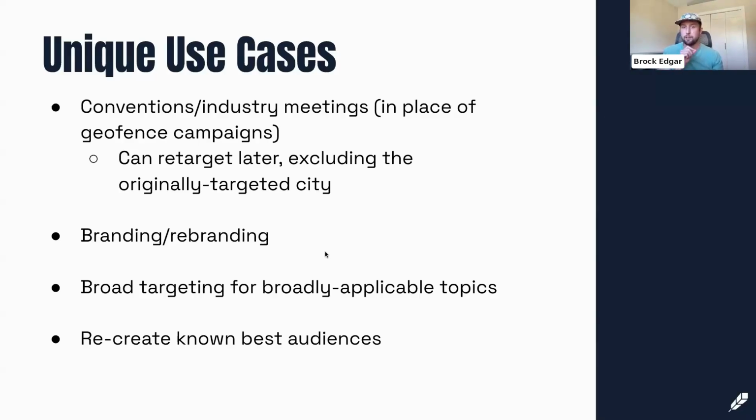You can also recreate your known best audiences with affinity campaigns. If you know that this demographic, males age 45 to 55, are most likely to do the thing that you want them to do, you can find those audiences in an affinity campaign. And lastly, if you're a nonprofit that serves clients, you can find clients with affinity campaigns, people in the demographics or the interests or the needs that you serve. So these are some unique use cases that I've seen a lot of success with that you might not have thought about previously. I recommend doing a little brainstorming and seeing if any of these apply to you.